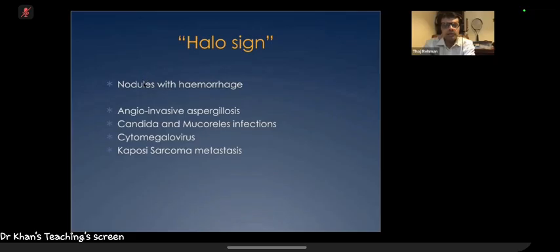Halo sign is nodules with hemorrhage. It can happen in angioinvasive aspergillosis, candida and mucorales infections, cytomegalovirus, and Kaposi sarcoma. You might get a case of Kaposi sarcoma in your long case. So if you find nodules with halo sign, remember to keep that in the differential.